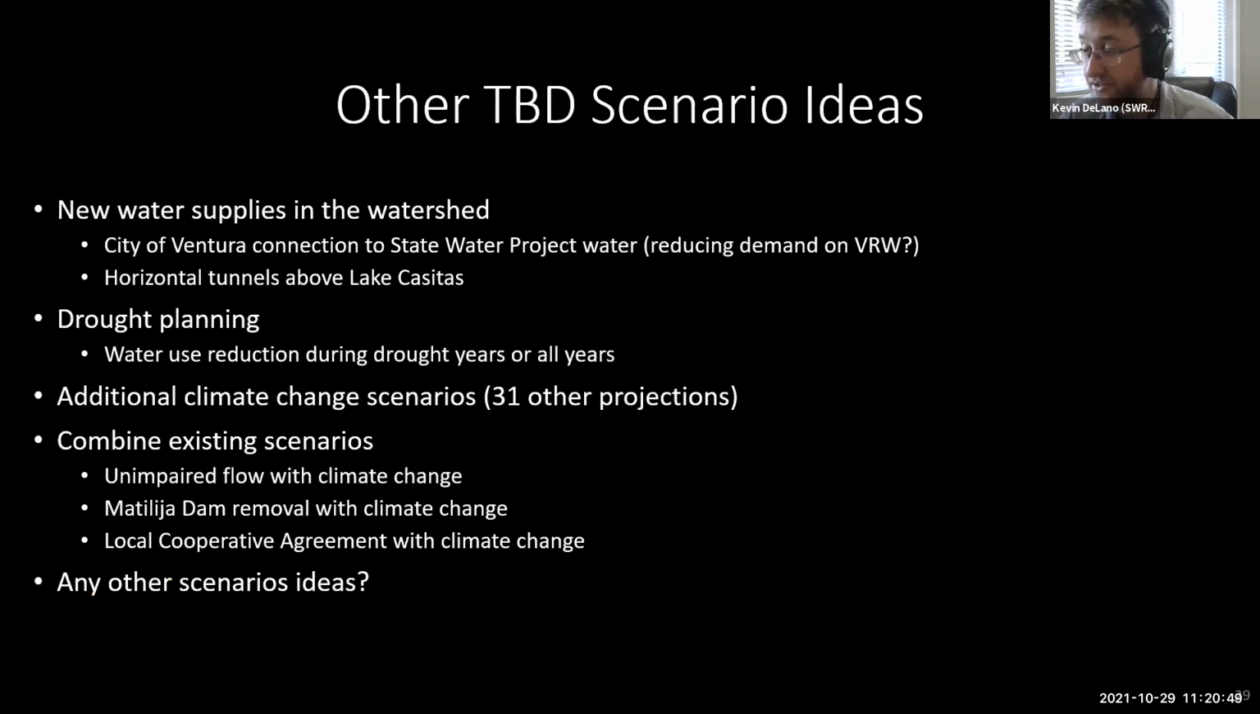Also have some TBD ideas, such as new water supplies in the watershed, drought planning. This could even include a mega drought, looking at climate change more, or combining climate change with some of these other existing scenarios. So we can add the stressors of climate change on top of other water management scenarios or other conditions that we are evaluating. I think that one is particularly a very good idea, because climate change, unfortunately, is probably going to be the new norm in all of California.